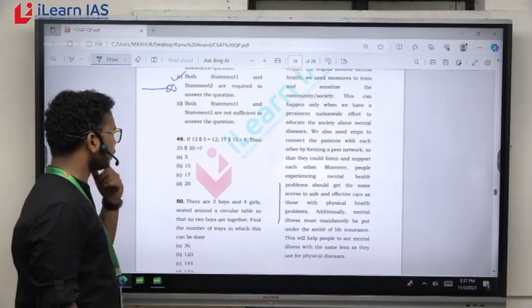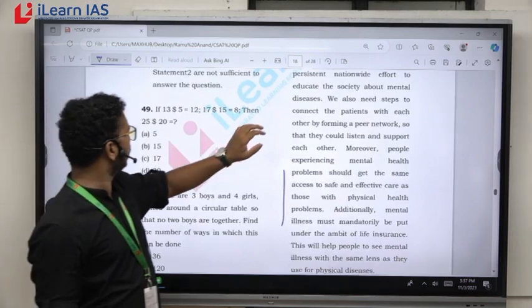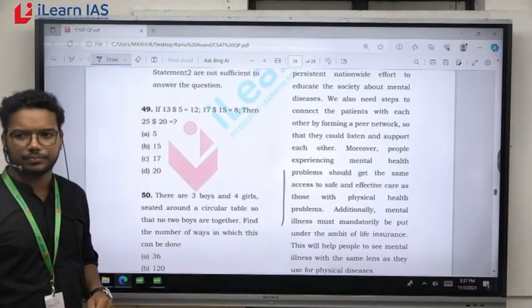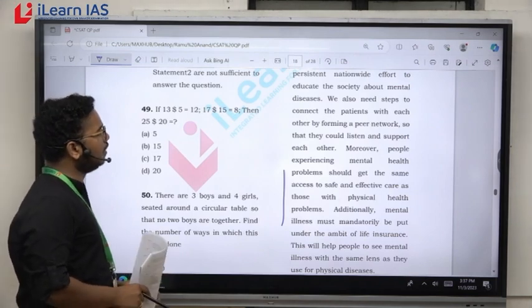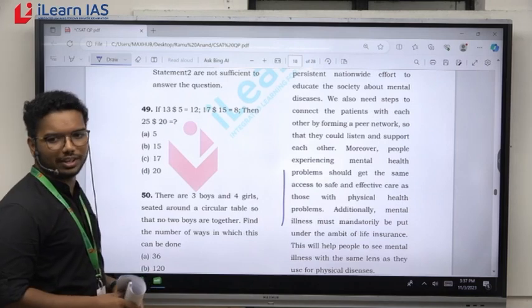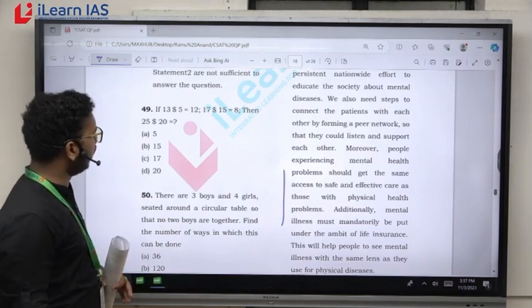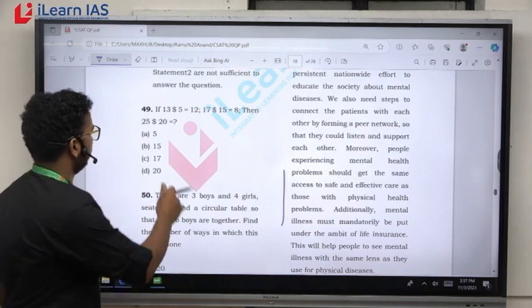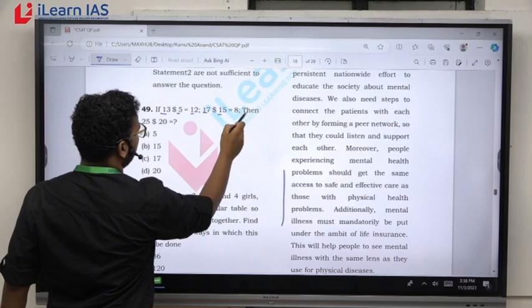Next. Type of a coding question. See, 13,5 equal to 12. 17,15 equal to 8. Then 25,20 equal to dash. Okay, what do we understand from here? Just look at the numbers: 13, 5, 12, 17, 15, 8.